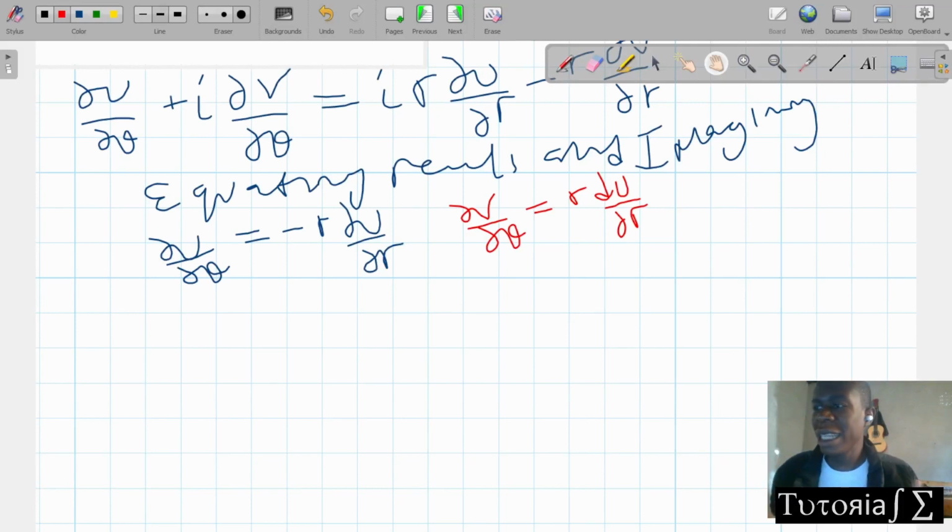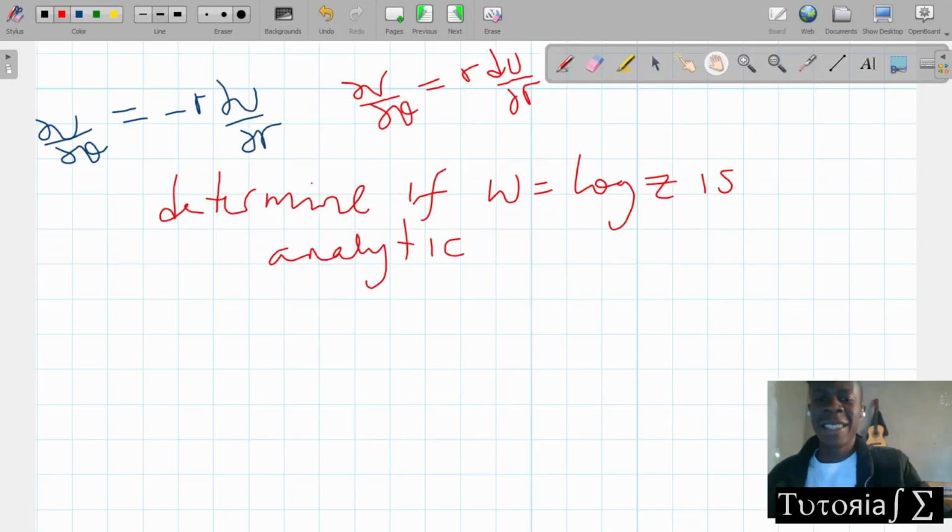Now let's look at an example where we're going to use these Cauchy-Riemann equations. All right, let's look at an example right here. Excuse me. So this is, I think it should be among the questions in the tutorial from Florida College of Education. So we are asked to determine if W equals log Z is analytic. All right. Now we will use the polar form because we know that Z is, let me use a different pen for the solution. I'll use blue.